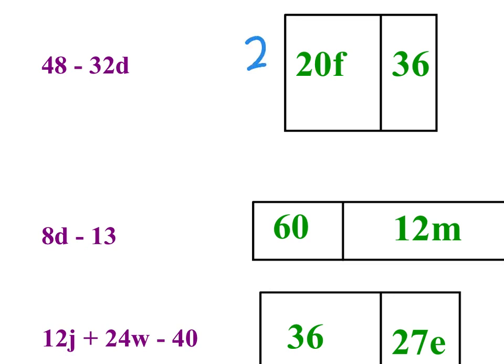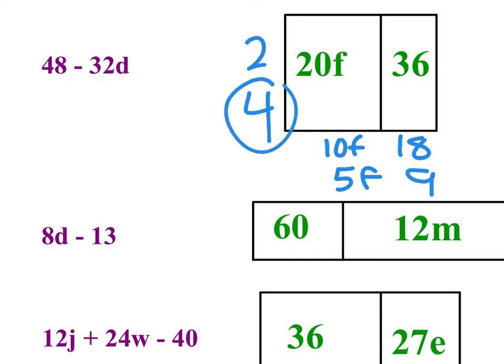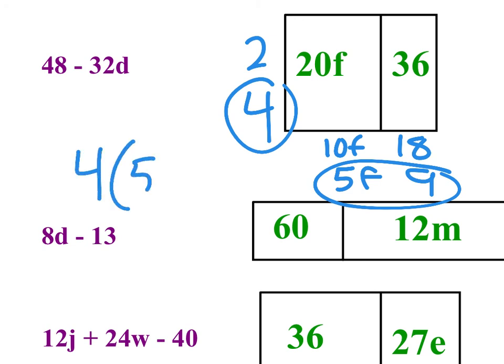On the 20f plus 36, I see that 2 could go in there. If I divided by 2, it would become 10f and 18. You see how they still have something in common. You could have taken out another 2. When you take out another 2, that would have made it a 4, which would have left me 5f and 9. And so that's the one we want to choose, the greatest common factor. So we would put 4 times the quantity 5f plus 9.